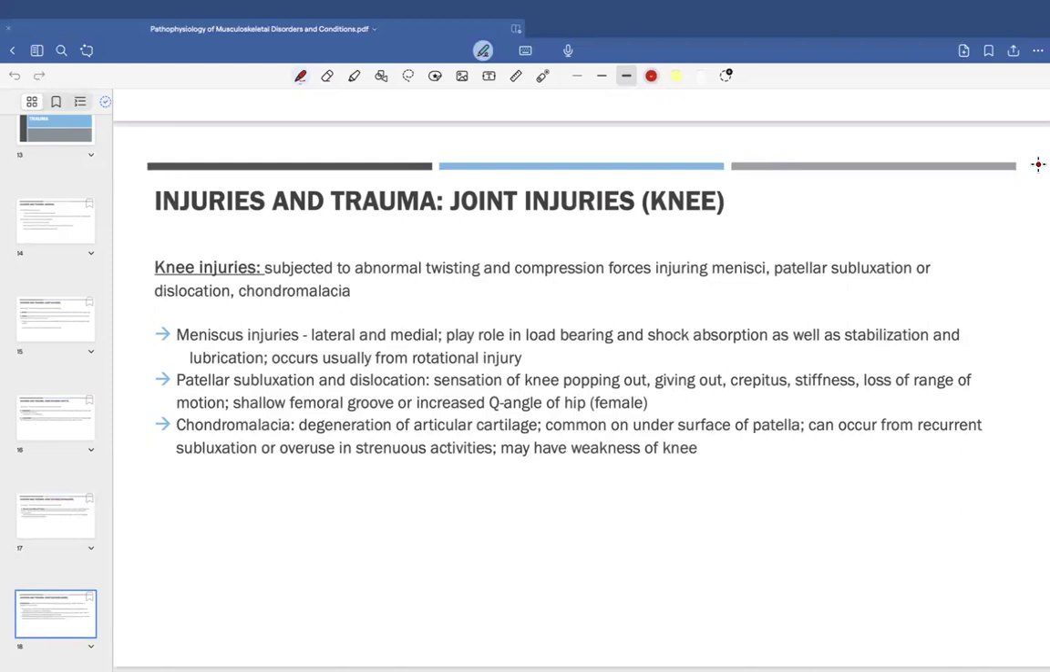We talked about meniscal injuries. There's lateral and medial. Lateral has the lesser blood supply than the medial. And so it is more difficult to repair and for it to actually heal.